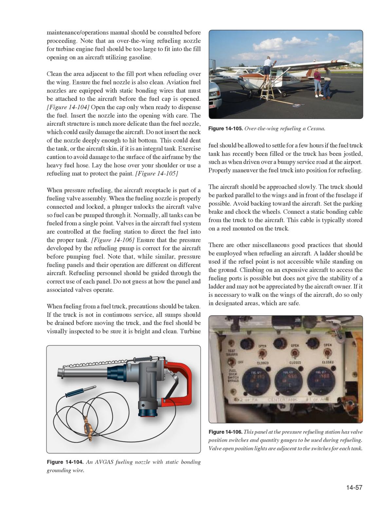Figure 14-105, when pressure refueling, the aircraft receptacle is part of a fueling valve assembly. When the fueling nozzle is properly connected and locked, a plunger unlocks the aircraft valve so fuel can be pumped through it. Normally, all tanks can be fueled from a single point. Valves in the aircraft fuel system are controlled at the fueling station to direct the fuel into the proper tank. Figure 14-106, ensure that the pressure developed by the refueling pump is correct for the aircraft before pumping fuel. Note that, while similar, pressure fueling panels and their operation are different on different aircraft. Refueling personnel should be guided through the correct use of each panel. Do not guess at how the panel and associated valves operate.